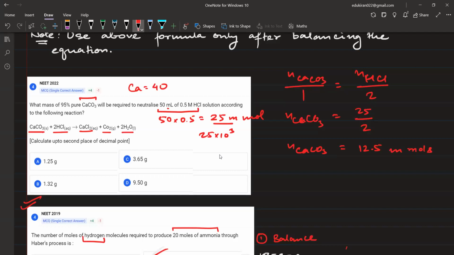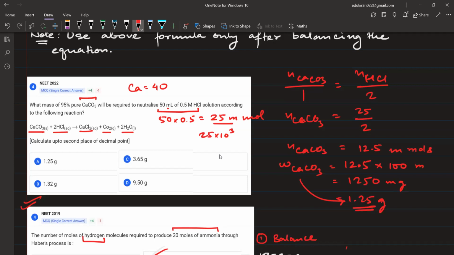ठीक है, 12.5. अब इसको कन्वर्ट कीजिए आप किसमें? This many millimoles into the mass. The mass of CaCO3 required will be equal to 12.5 into 100. That is the molar mass. ये आपका मिलीग्राम में आ जाएगा. This will be equal to how much? 1250 milligrams. That means it will be equal to 1.25 grams. ठीक है, 1.25 grams of pure calcium carbonate आपको चाहिए.